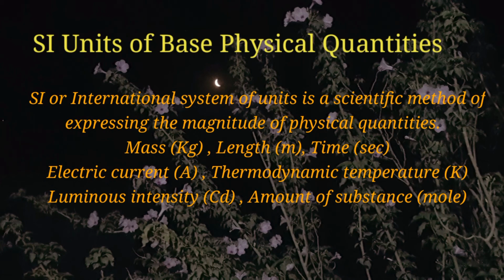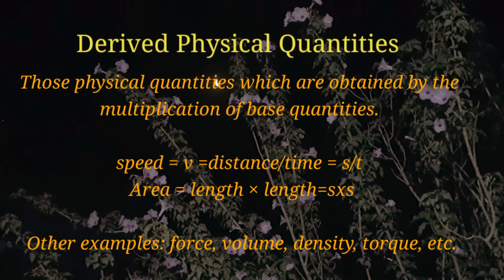And the second thing that we have stated is that physical quantities may also be derived. By derived physical quantities, we mean those quantities which are obtained by the multiplication and division of the base quantities. For example, speed is a derived quantity because it is obtained by the division of distance over time, where distance and time both are base quantities.